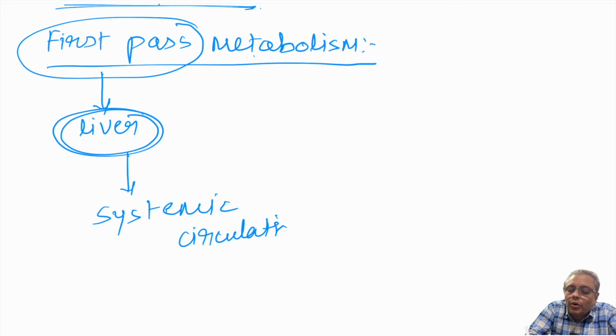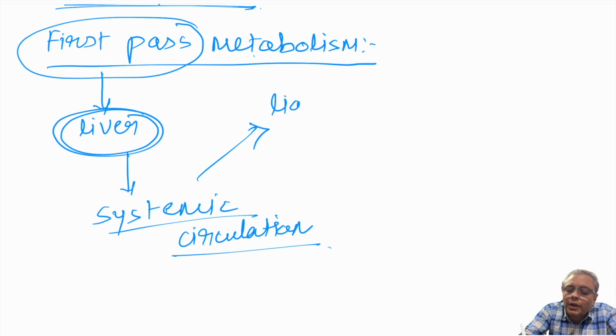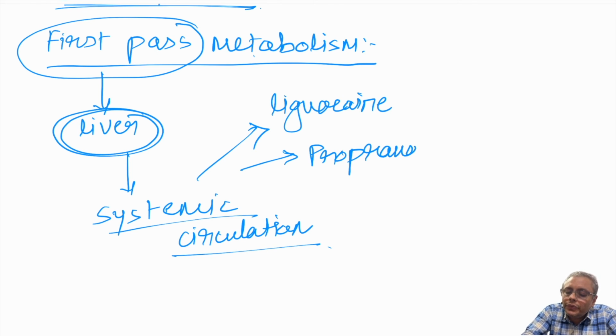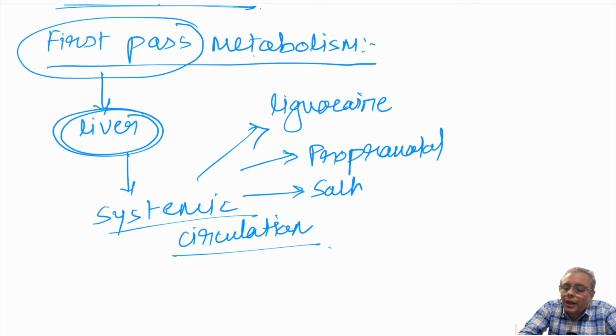The more the first pass metabolism of the drug, the more the bioavailability is reduced. If the bioavailability is significantly reduced, say for example lignocaine, you can't give the drug orally. But if the bioavailability is reduced and still you can give the drug orally because it is safe and there is not complete metabolism, you can remember the examples like this: one beta blocker, that is propranolol, and one beta agonist, that is salbutamol. Okay.